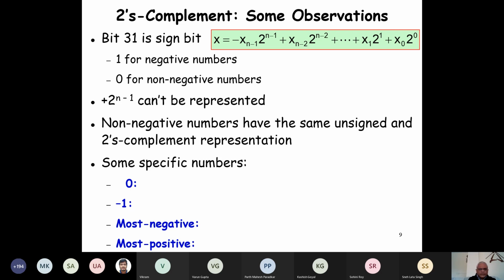Now, how do we represent the most negative number in 2's complement? MSB is 1 and rest are 0. Rest are zeros. Very good. Now, how do we represent the most positive number? MSB 0. First bit is 0 and all ones. Okay, good. So MSB is 0, rest are 1 because these are all positive.